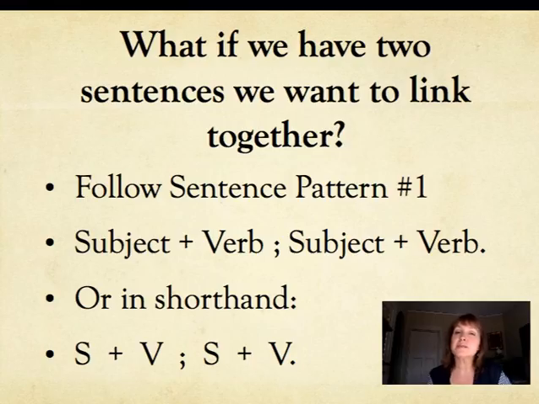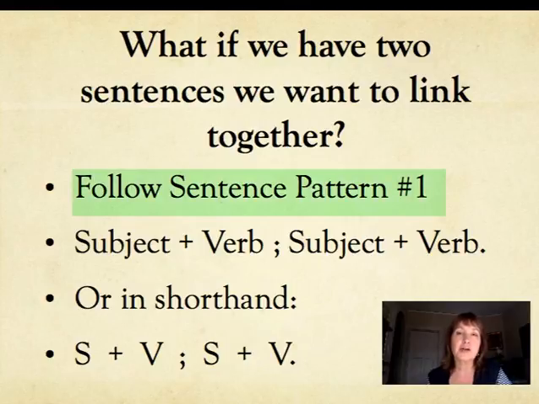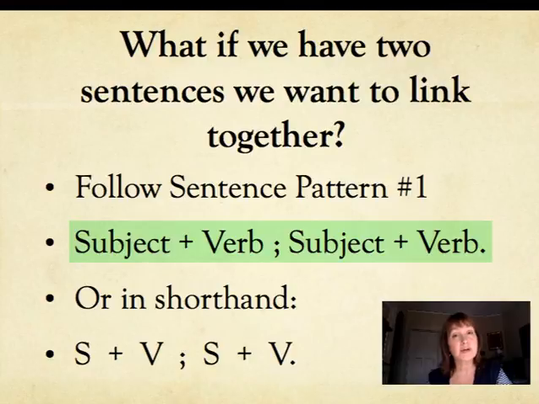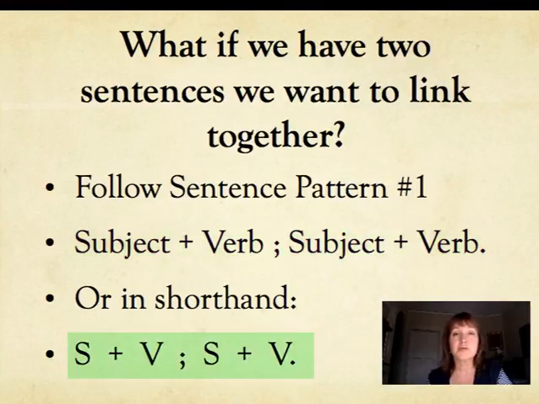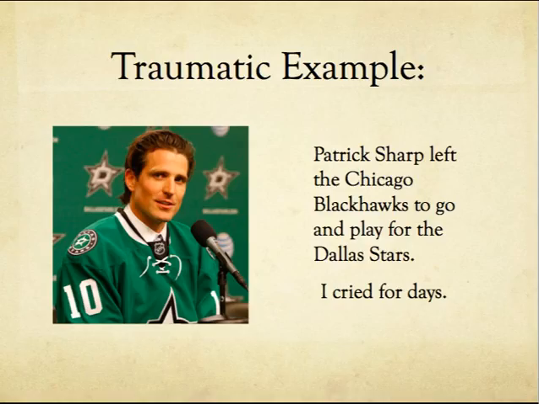But what if you have two sentences that you want to link together? Two ideas that are so connected that you want to somehow indicate that connection. You want to follow sentence pattern number 1. Subject plus verb, semicolon, subject plus verb. You can see the S plus V shorthand that we'll be using throughout our study.